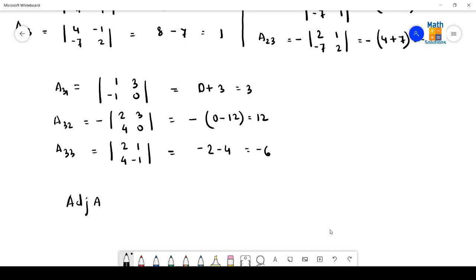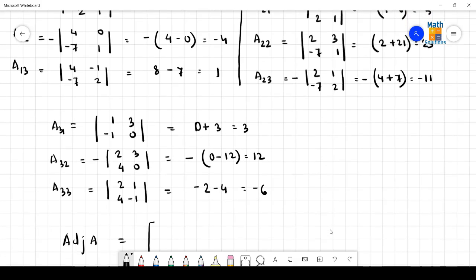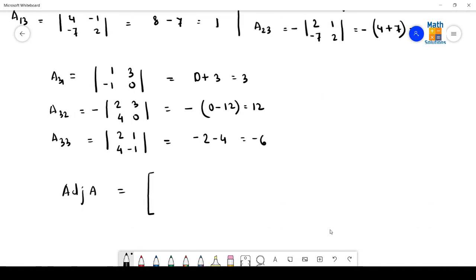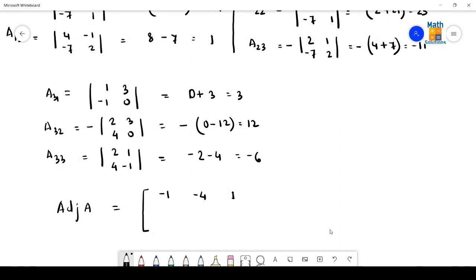Adjoint of capital A is equal to, first let us write down the cofactors. Along the first row the cofactors will be minus 1, minus 4 and 1. Along the second row it is 5, 23 and minus 11. Then after that 3, 12, minus 6, so its transpose we have to find out.